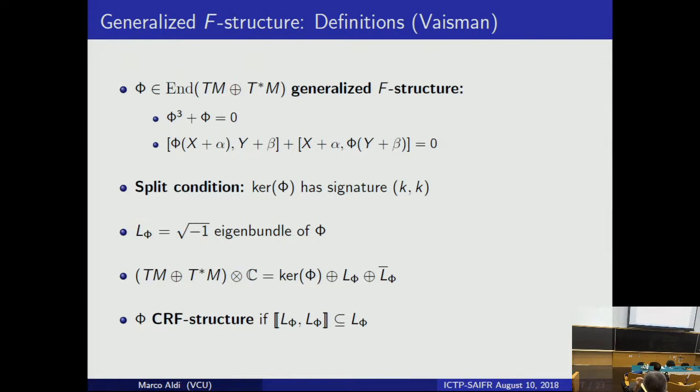Now here you really need the Dorfman bracket. In the previous case, in the classical case, this was just the Lie commutator of vector fields. Now these are sections of the generalized tangent bundle, so the right thing to do is to look at the Dorfman bracket.